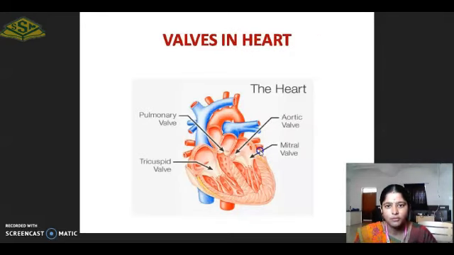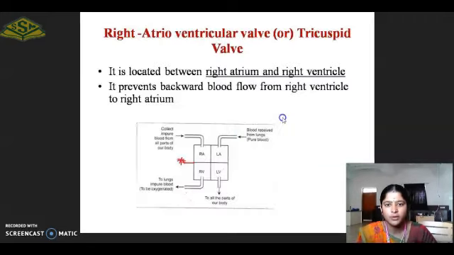This slide shows valves in the heart. Generally, 4 valves are there. First one is the tricuspid valve. Second one is the mitral valve or bicuspid valve. Third one is the pulmonary valve. And the fourth one is the aortic valve. So, first we are going to see about the tricuspid valve.